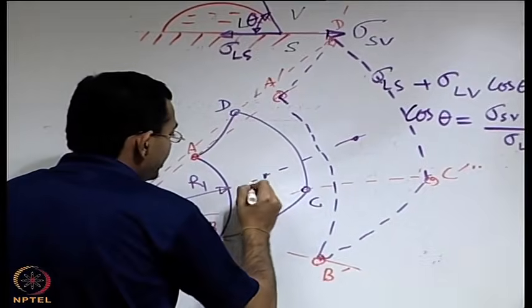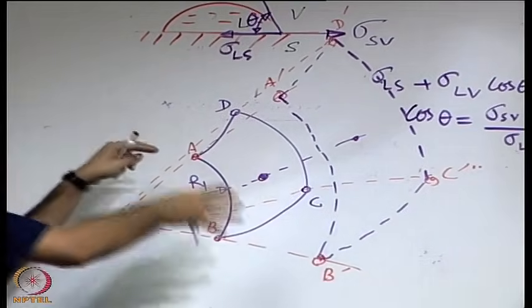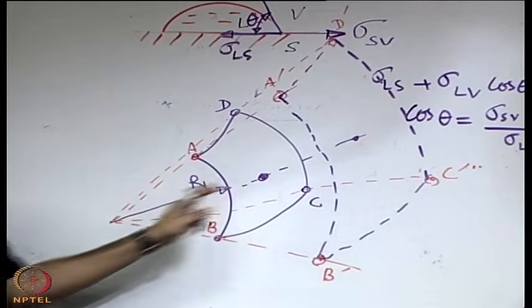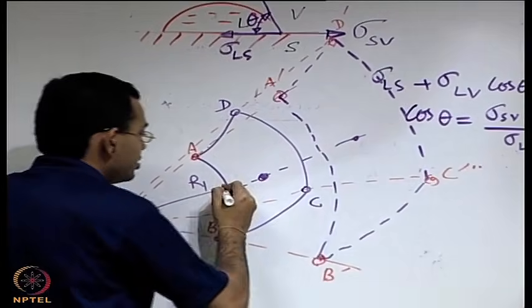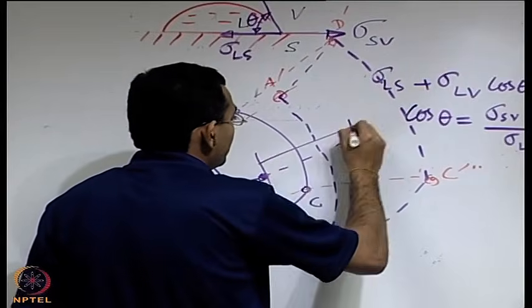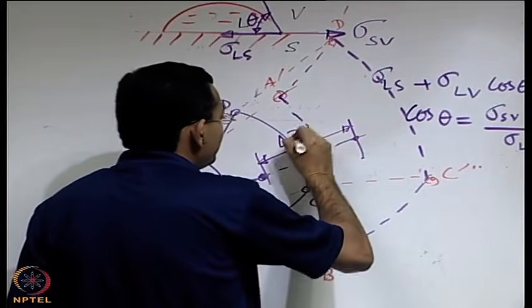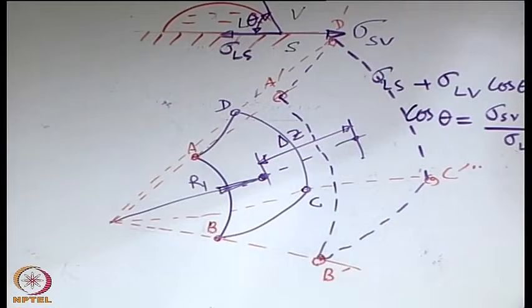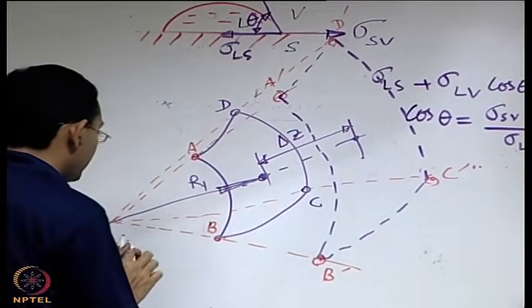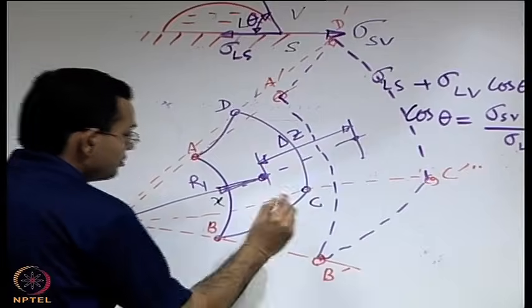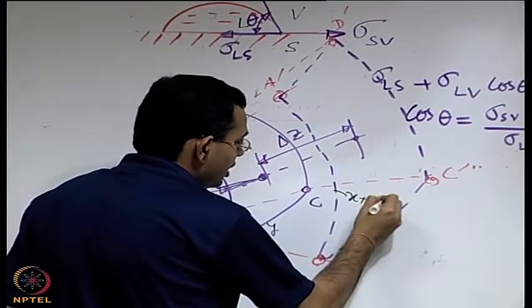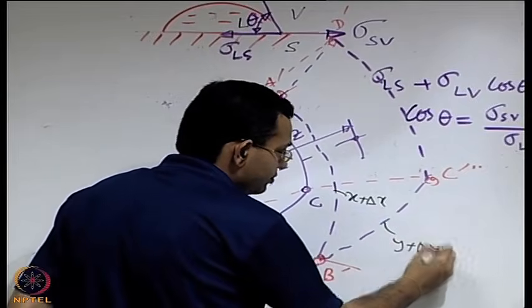When we say R1, we basically mean up to the center. You have to imagine that this is a curved surface that goes to the center, and you can stretch it like this, and from here to here, let us say delta z is the displacement. Let us say that originally the dimensions of these curved surfaces were x and y. Now x becomes x plus delta x and y becomes y plus delta y.